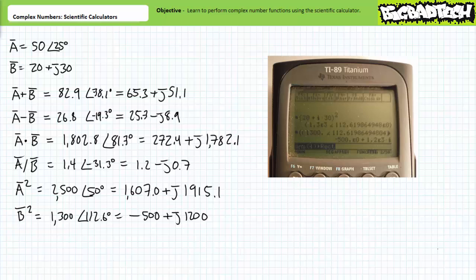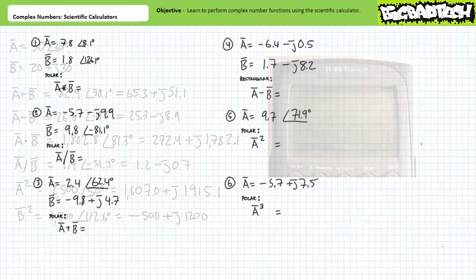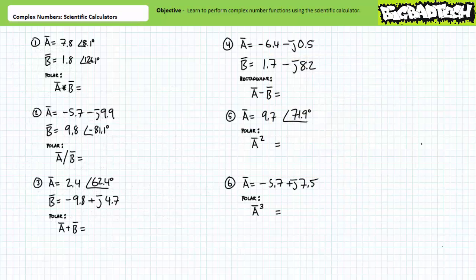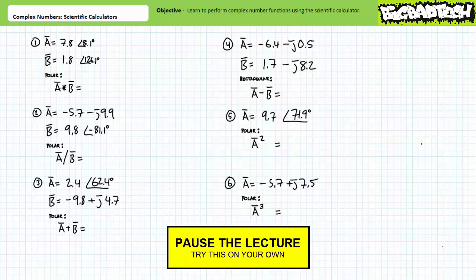Easy, right? Yes. For now. Things will get a little bit more complicated in the very near future. Until these more advanced challenges present themselves to you, put your understanding of addition, subtraction, multiplication, division, and exponentiation of complex numbers using the scientific calculator to the test with a set of example problems. Given these arguments, perform the desired operations, expressing your final answer in the desired format. By all means, pause the lecture and try this on your own.